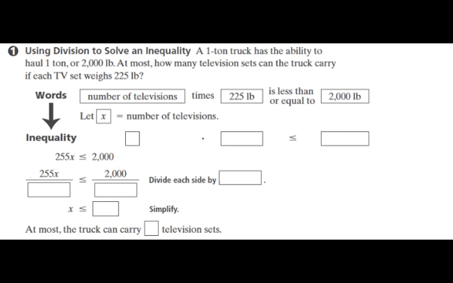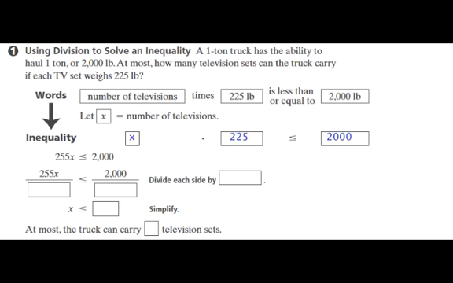A 1-ton truck has the ability to haul 1 ton or 2,000 pounds. At most, how many television sets can the truck carry if each TV set weighs 225 pounds? So for the verbal model, we have the number of televisions times 225 is less than or equal to 2,000 pounds. We're going to let x equal the number of televisions. So we have x times 225 is less than or equal to 2,000.